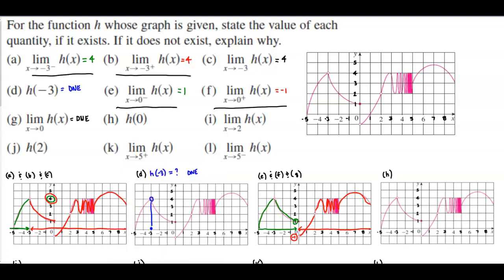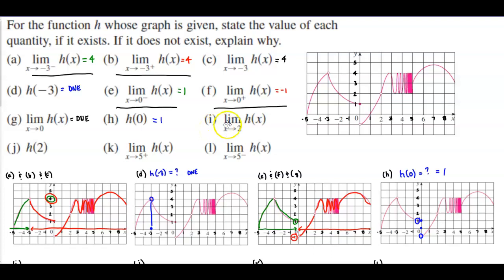Okay, now in part H, we want to find h of 0. So that means when the input is 0. Well, down here, it's an open circle, so that is undefined, but it's a closed circle here at 1. So the output here is 1, so therefore h of 0 is going to equal 1.